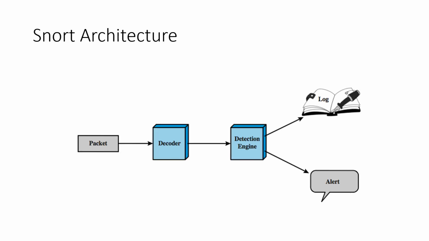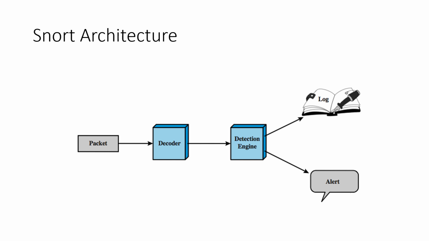The architecture of Snort is shown here. In this, the packet decoder processes each captured packet to identify and isolate protocol headers at the data link, network, transport, and application layers. Next is the detection engine. This detection engine does the actual work of the intrusion detection.